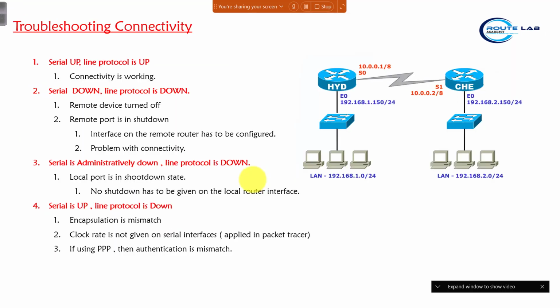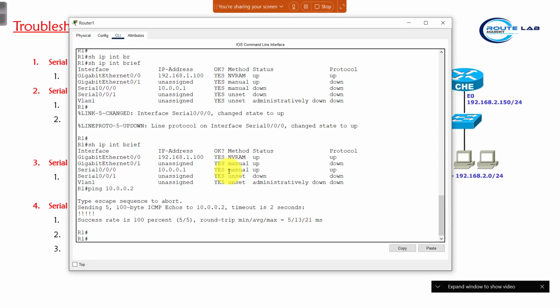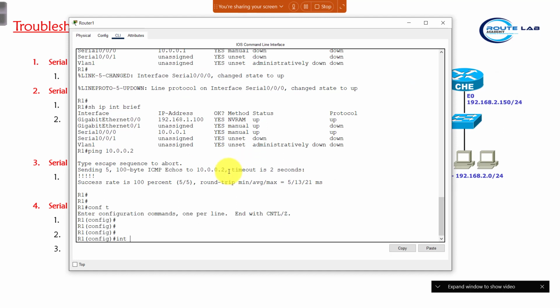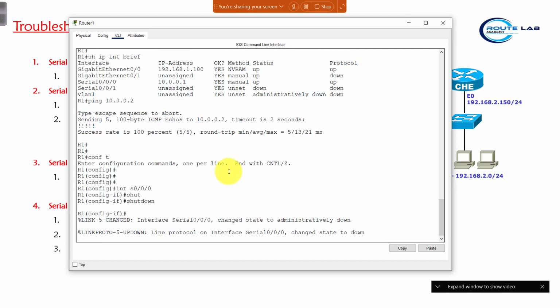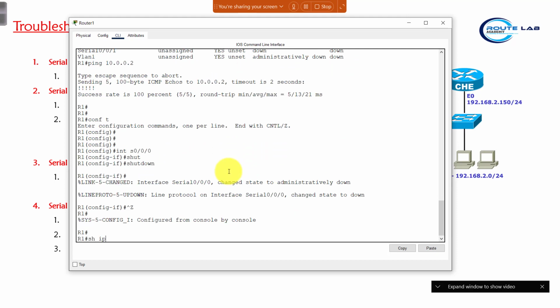Okay, and the third problem is whenever you see the status message administratively down and down. Whenever you see this, you have to confirm that on this local device you haven't configured the no shutdown command on that specific interface. At that point you will see the status message administratively down and down. So let's verify by going into the interface serial 0/0/0 and running the command shutdown.